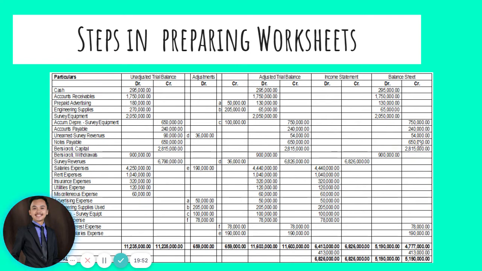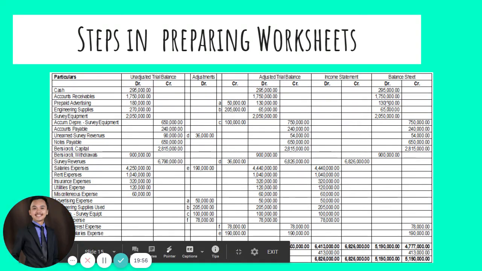Again, all the assets and liabilities, and at the same time your owner's equity, will just simply be copied here in our balance sheet. And also, here at the bottom, do not forget that we also have liabilities here. Your accrued interest expense and accrued salaries expense of 78,000 and 190,000 here.